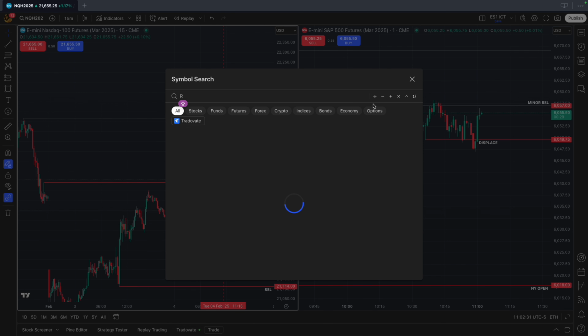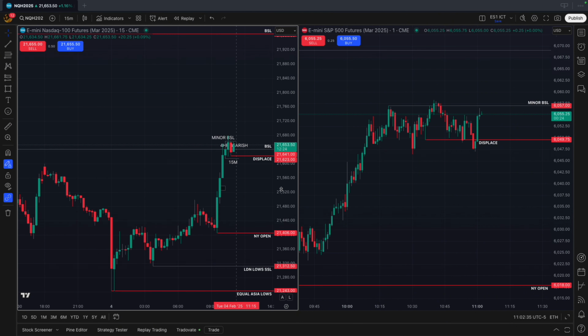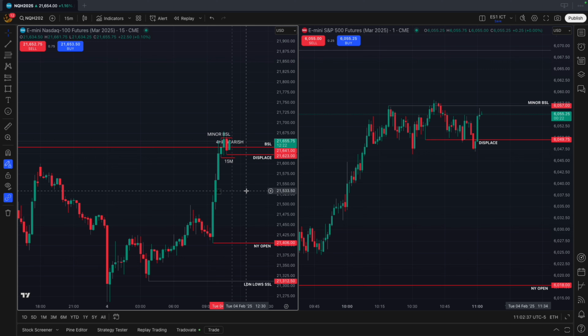Because for longs, we haven't rebalanced this range here, which we've seen in the first day of macro. And for longs, we'd want to tap into that 15-minute bullish, preferably this middle 15-minute bullish, and then see a continuation for longs.